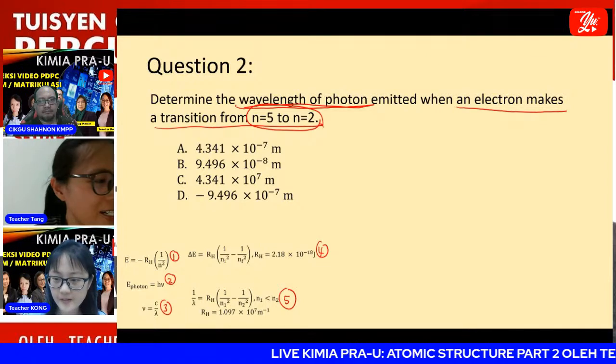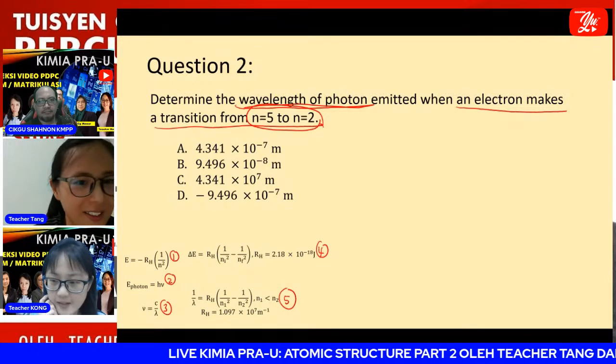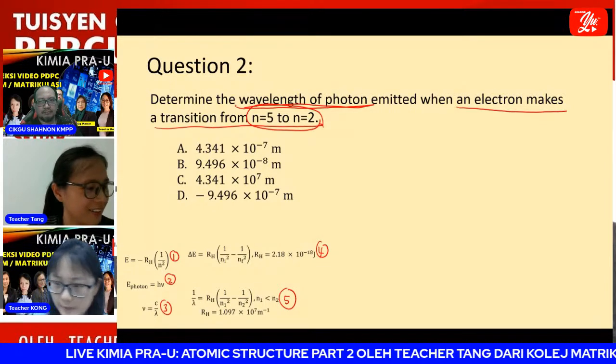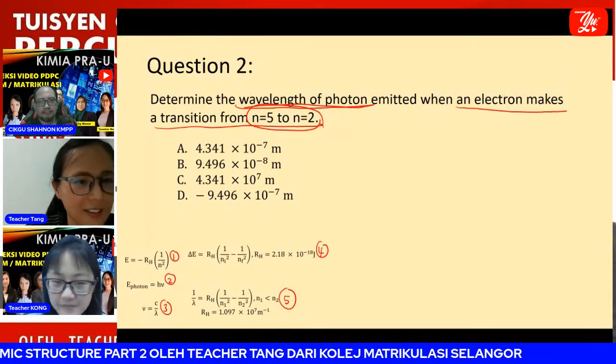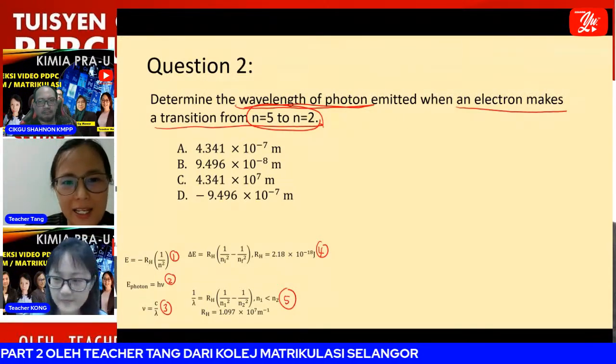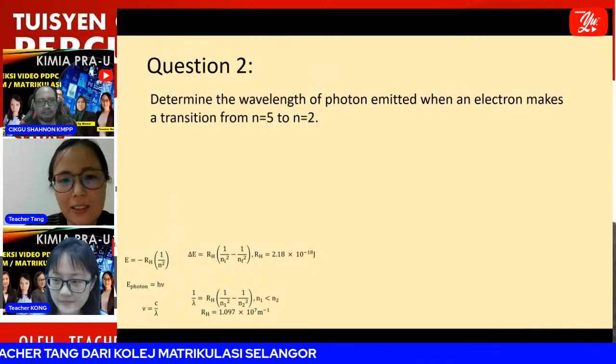So any answer from the student? Yes, there are a few student answers. Okay, from Shamimi Auni, the answer is A. Okay, A. So shall we see what is the answer?